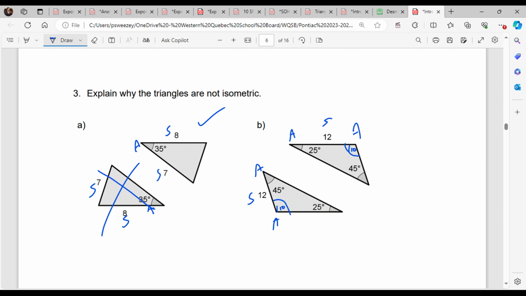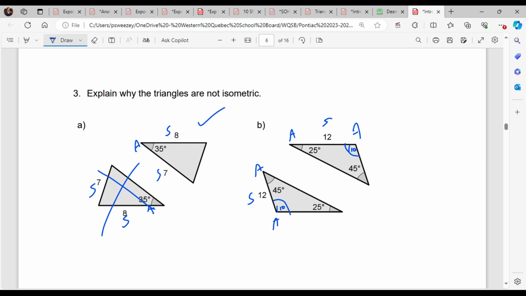Where the 12 is placed, because it's a different angle, right? It goes 110, 12, 25. Sorry, when we got 110, 12, 45, not 25. So as it is out of order, it can't fly.